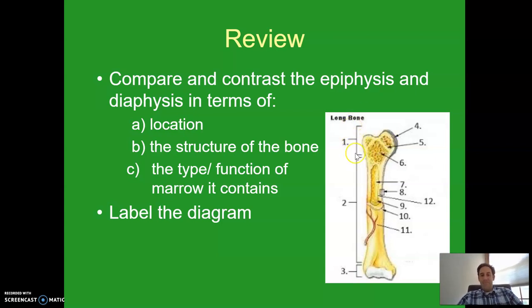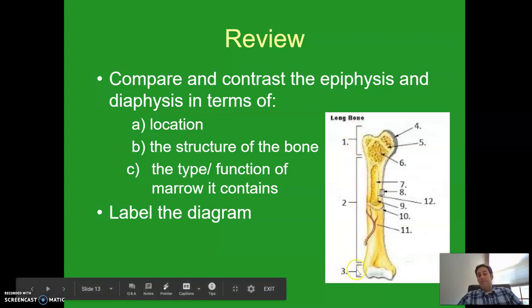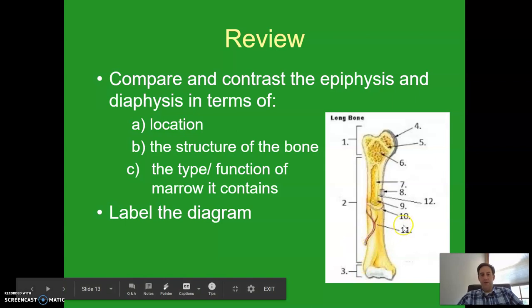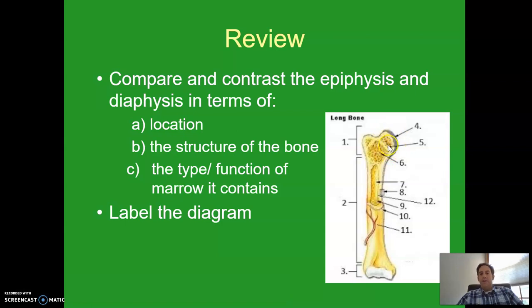Number 1 is epiphysis. Number 2 is diaphysis. Number 3 is also the epiphysis. If you want to be really fancy, you could call this the proximal epiphysis because it's closer to the point of attachment, and this the distal epiphysis, but just epiphysis is fine as well. Number 4 is the articular cartilage, and that cushions the bone at the joint. 5 is the structure that I didn't quite talk about yet. It's called the epiphyseal plate. We'll get to that in our next screencast.